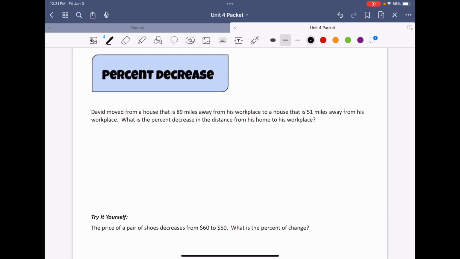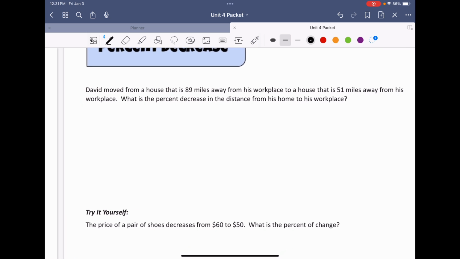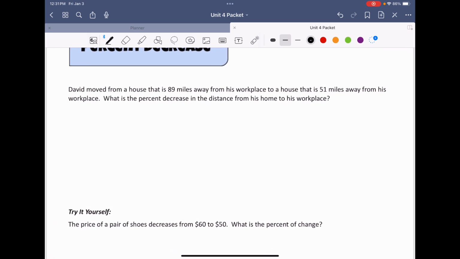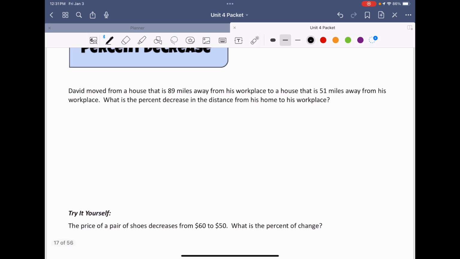So now instead of percent increase, we're going to look at percent decrease. So all that is instead of the values increasing, they're going to go down. So it says David moved from a house that is 89 miles away from his workplace to a house that is 51 miles away from his workplace. What is the percent decrease in the distance from his home to his workplace?